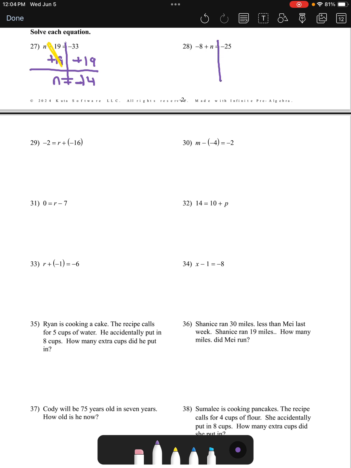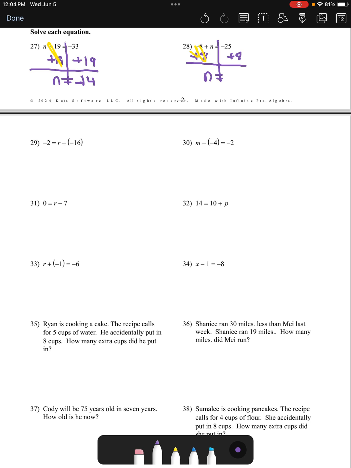In number 28, we have negative 8 plus n equals negative 25. And again, our n would really rather be alone. So we've got a negative 8 that we need to cancel out. What's the opposite of a negative 8? The opposite of a negative 8 is a positive 8. So if I add a positive 8 to the left side of this, the negative 8 and positive 8 will eliminate one another, again, leaving that n by itself. So whatever I do on one side, I must do to the other. I must keep the equation balanced. Again, the negative 8 and positive 8 get rid of each other, leaving our n alone.